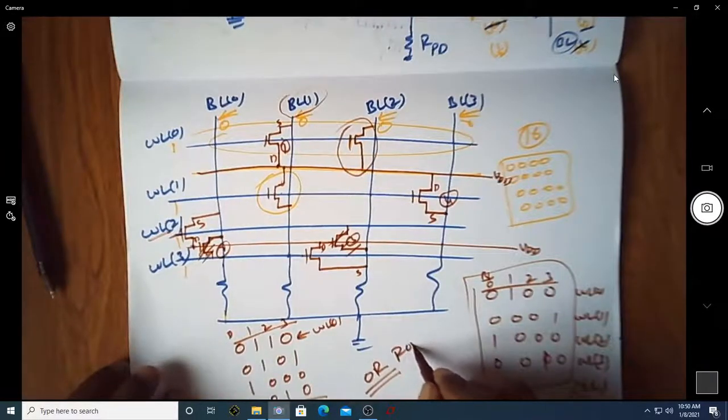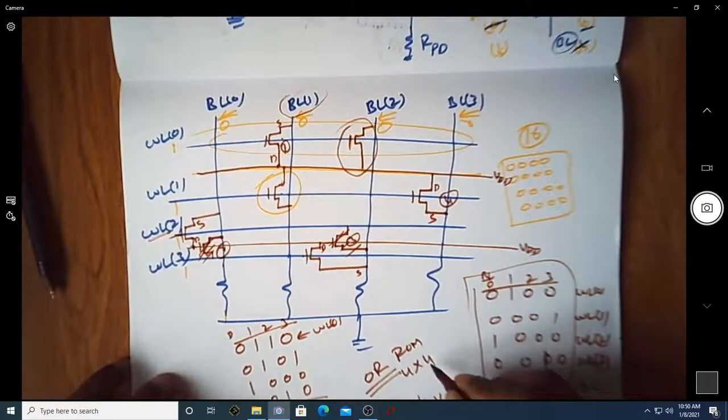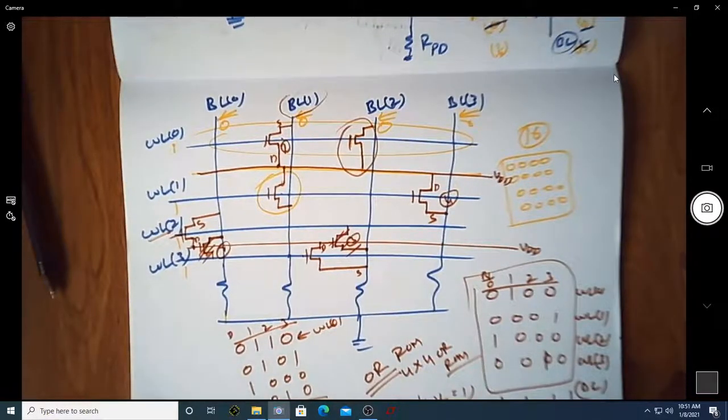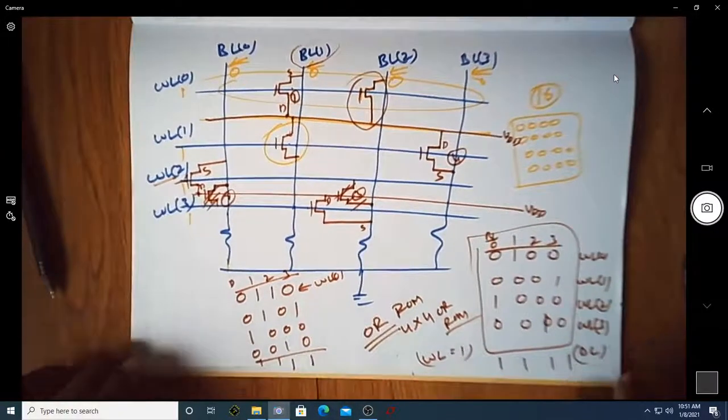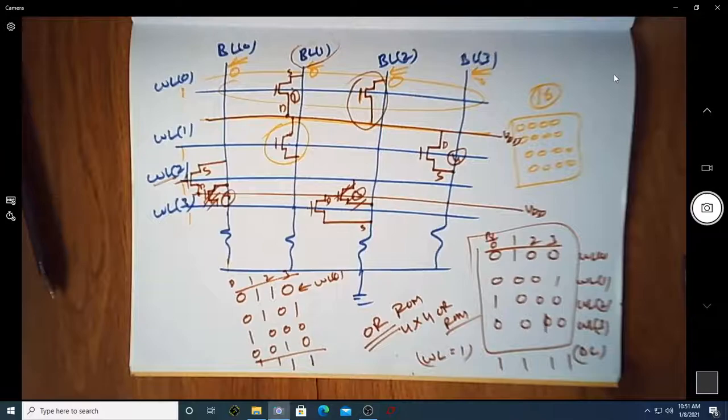So this is the 4x4 OR ROM configuration. We'll see in the next video how we do different types of other ROM configurations.